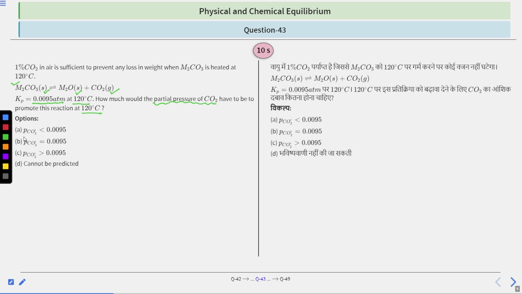Options are: partial pressure of CO2 is less than 0.0095, partial pressure of CO2 is equal to 0.0095, partial pressure is greater than 0.0095, or cannot be predicted. You have 10 seconds to solve this question. After that, we will see what the answer is.